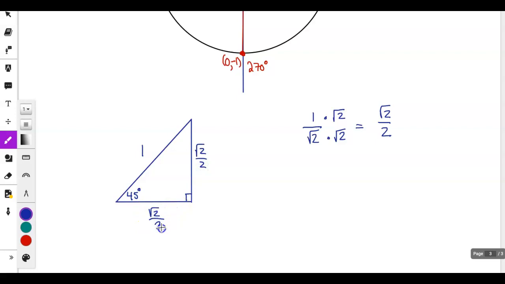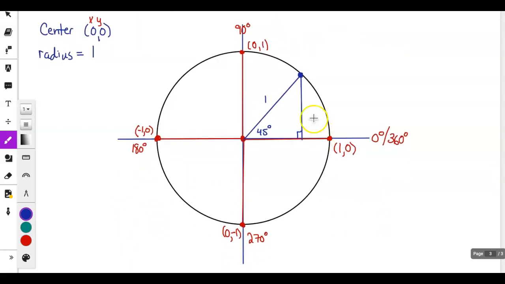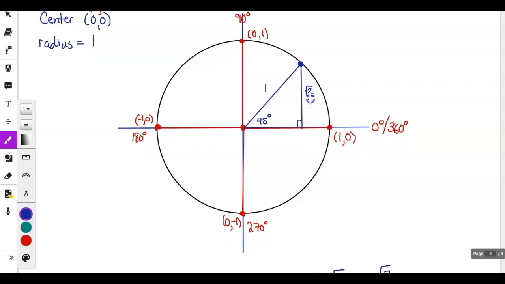And then I'll go back up to the circle. And if this is root 2 over 2, and this is root 2 over 2, then this ordered pair has an x coordinate of root 2 over 2 and a y coordinate of root 2 over 2. Now, what's neat about that is I can continue my way around the circle, and these are all going to be 45 degree angles, but they're in the different quadrants, so they have different measures.